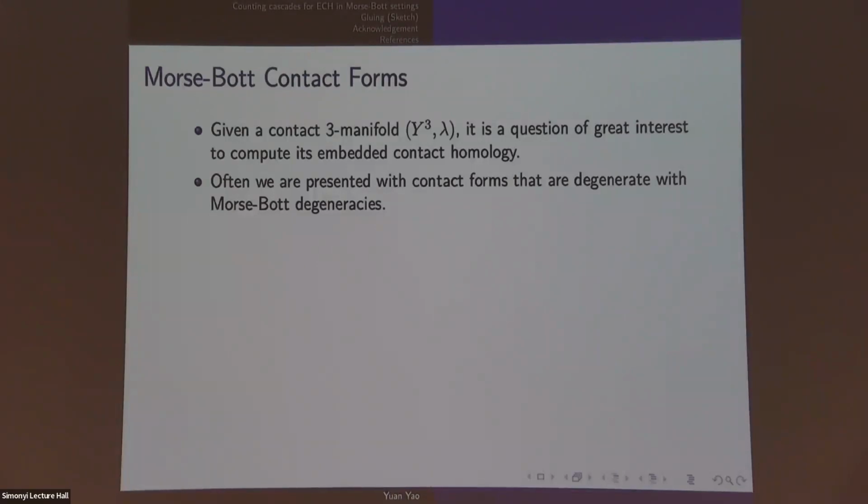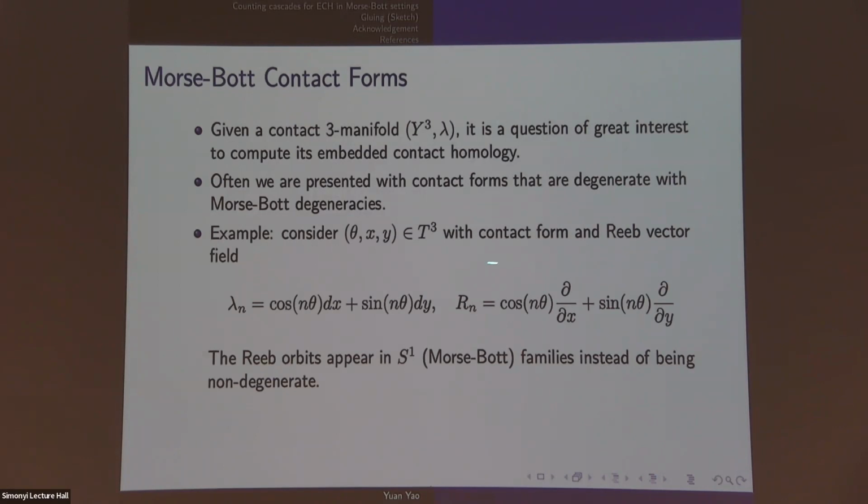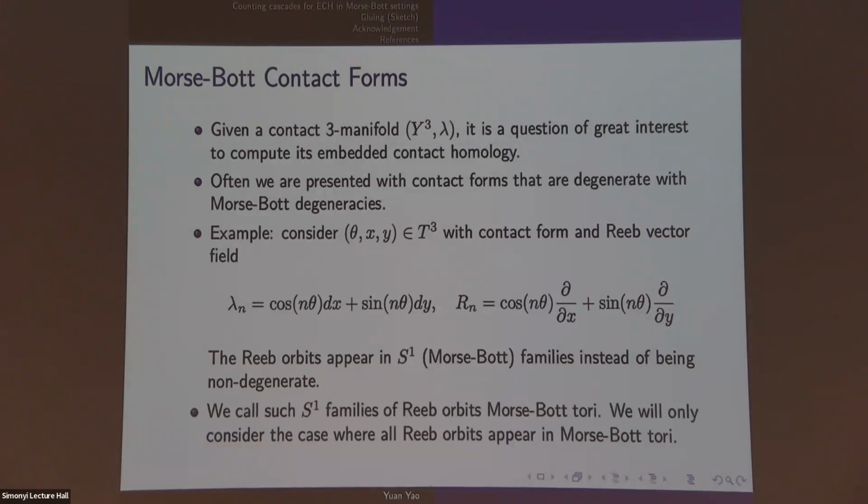But in life, sometimes we're confronted with contact forms that are degenerate with Morse-Bott degeneracies. Let me give you an example. For example, the standard T^3 contact structure with Reeb vector field given by this. I won't do the computation, but you can show the orbits appear in S^1 families. So instead of being isolated, you have an S^1 family of periodic orbits, and you actually see these tori that are foliated by Reeb orbits. And we call such S^1 families of Reeb orbits Morse-Bott tori. And we'll mostly be concerned with this case in this talk.